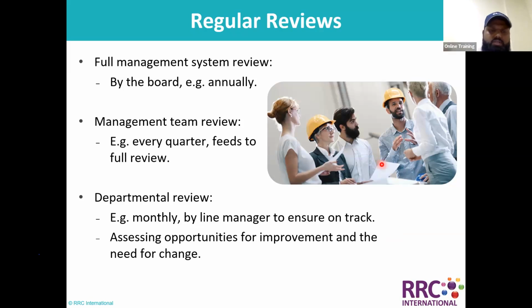Okay, over here, after the audit, we need to have regular reviews. Review should start from the full management system review. Sometimes full management comes and sees the whole system. They want to have a radar view of the whole system, and this is usually done by the board annually. And then the next is management team review, for example quarterly, which feeds to the full review.